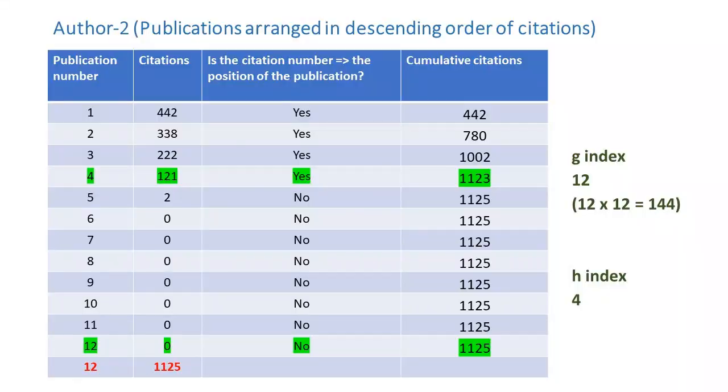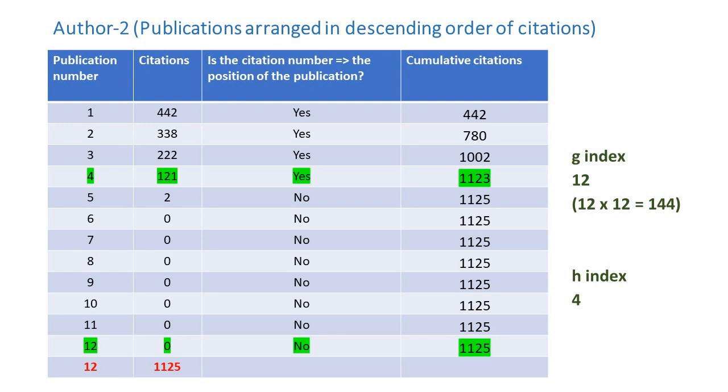Coming to one more example. Here the number of citations is more, but the number of citations is only for first 4 papers or 5 papers, and after that all the papers have received 0 citations. Okay. First paper 442, second paper 338, third paper 222, fourth paper 121. So similarly you include a column to indicate the cumulative citations. So cumulative citations are 1125, and he has published a total of 12 papers.